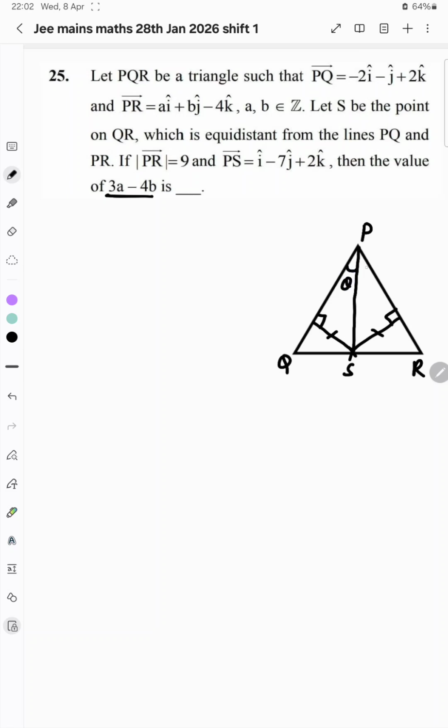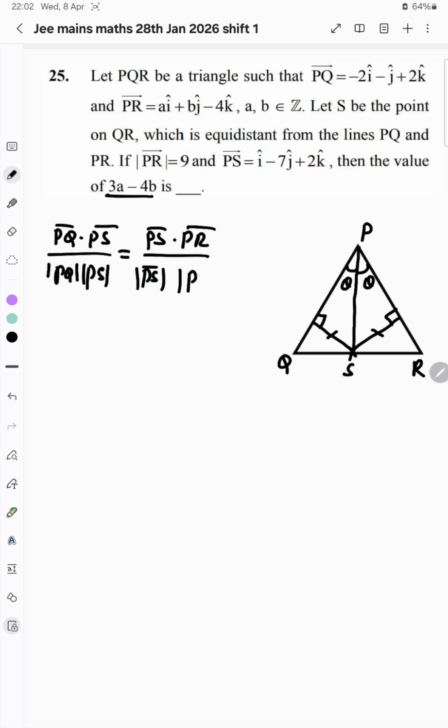So this angle is theta, and this is also angle theta. Now PS is clearly an angular bisector of angle QPR, right? Theta is the angle between PQ and PS as well as the angle between PS and PR. Then we can write PQ dot PS by magnitude of PQ times magnitude of PS is equal to the same thing, PS dot PR by magnitude of PS times magnitude of PR.